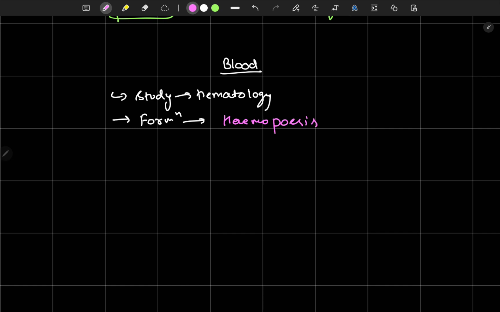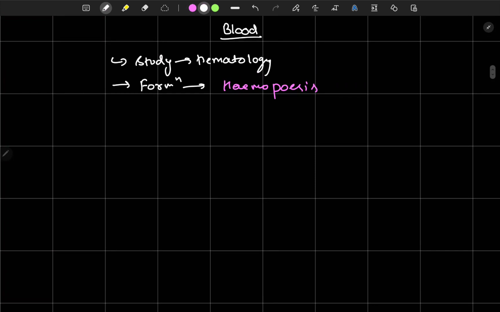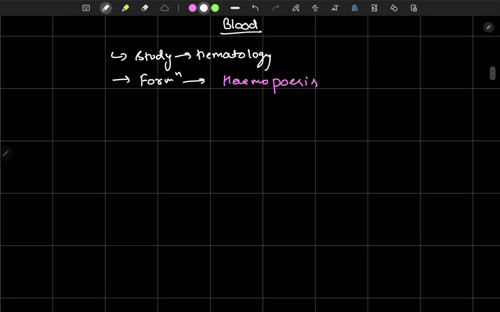So anything which is being formed, we have to study where it is being formed, what are the steps in its formation, and what are crucial points regarding the NEET examination, so from where questions come. So the formation of blood occurs inside the bone marrow. In bone marrow, I'm writing in short BM.